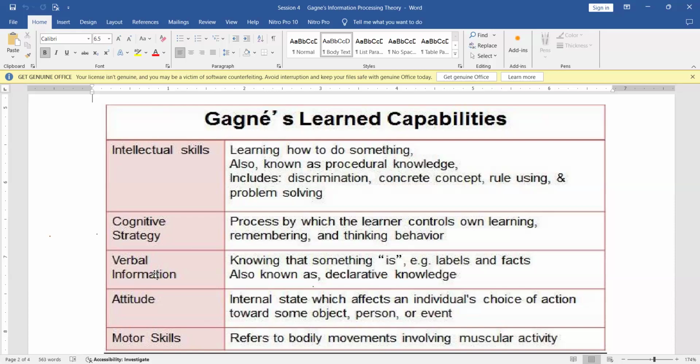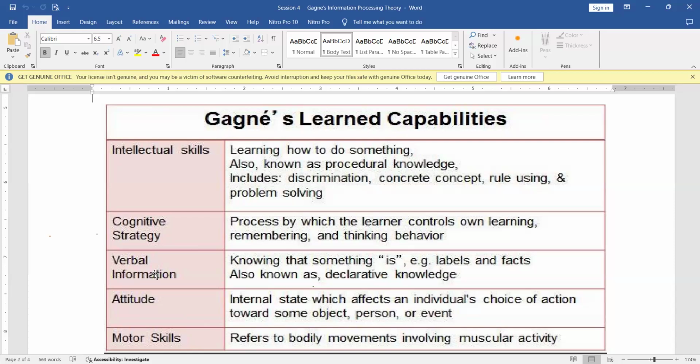Discrimination, concrete concepts, rule using, and problem solving. I will tell you an example, then it will be clearer to you. Now, in the same example I gave you, I have 5 apples. I ate 2. I gave 1 to my sister. My father gave me another 5 apples. How many apples am I having now? The student should know, I have to add here, I have to deduct here. Right? That is intellectual skills.